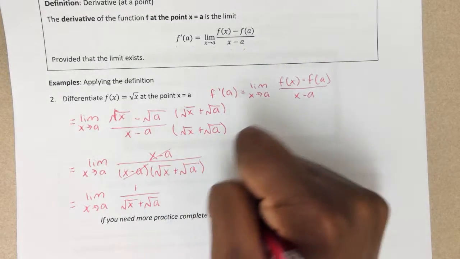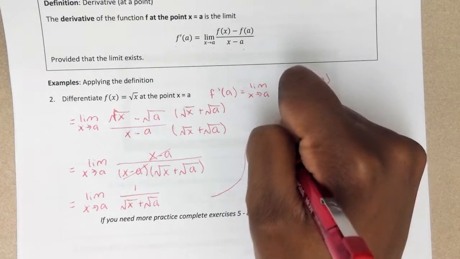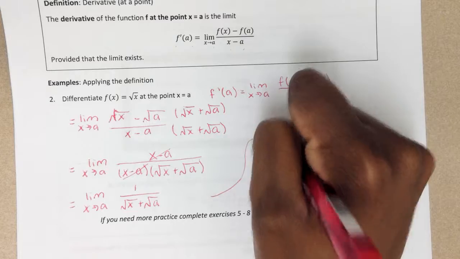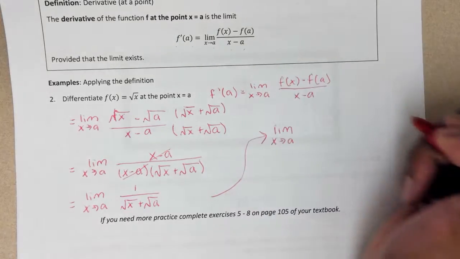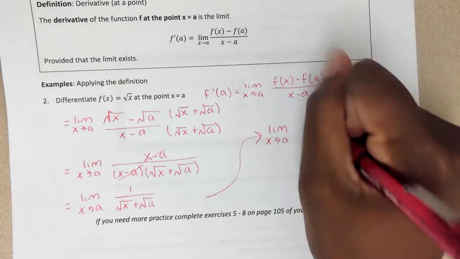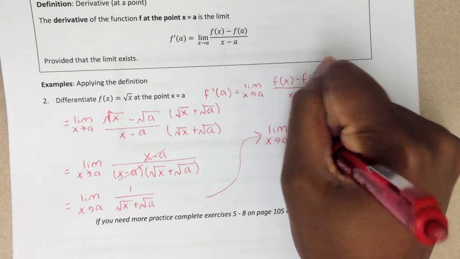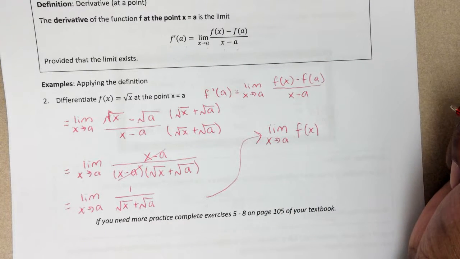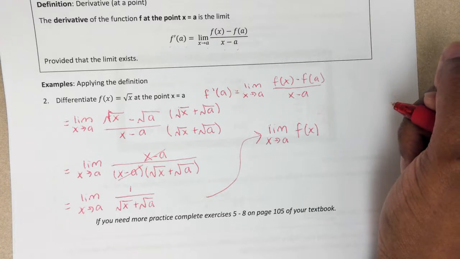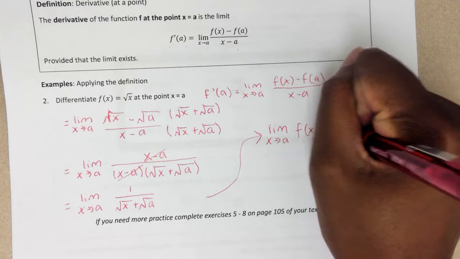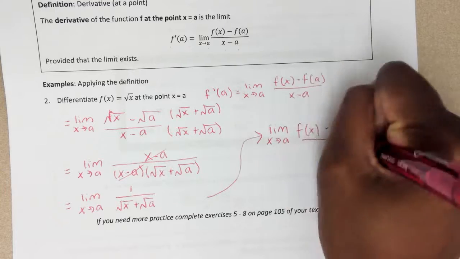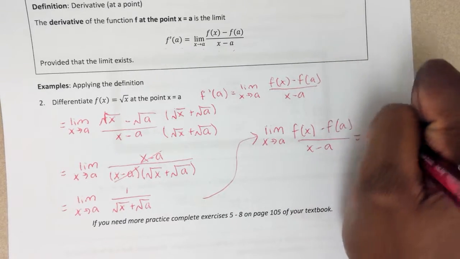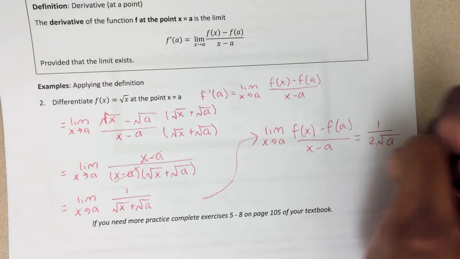And now we can directly substitute, and we will get the limit as x approaches a of f of x minus f of a over x minus a is equal to 1 over 2 square root of a.